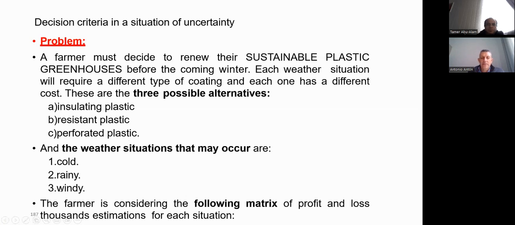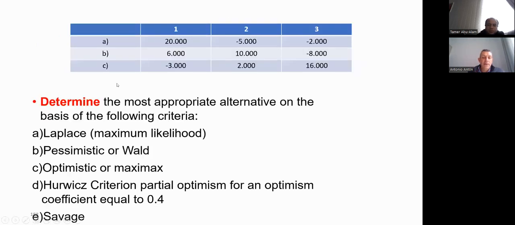Three choices. Well, insulated plastic for cold days, perhaps, or insulated or resistant plastic for windy days, or perforated plastic for windy days as well, resistant for rainy days as well. It depends on the weather. So you have three choices, and the choices show these quantities.